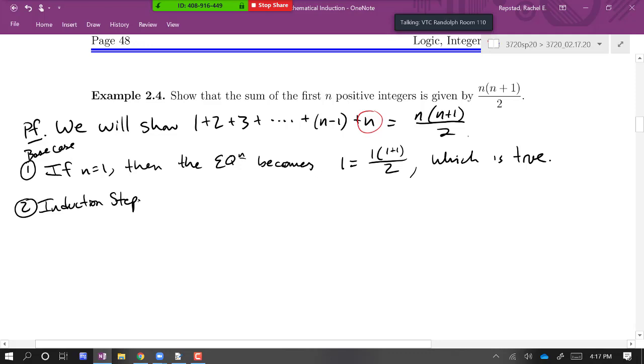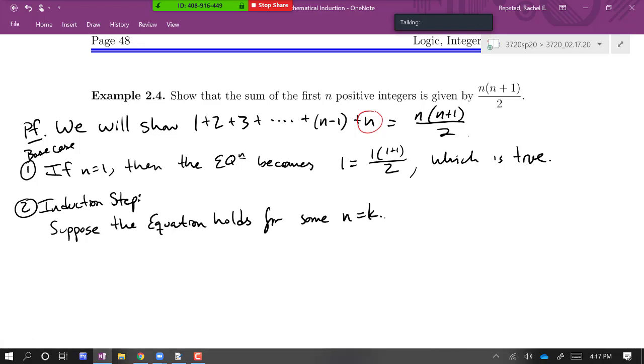And here's how the induction step generally starts. We say, suppose the equation holds for some n equal to k. So k is an arbitrary integer. I'm not actually plugging in an actual integer, it's like a placeholder. Now that's going to get us something for free. It's going to get something that we call the induction hypothesis.